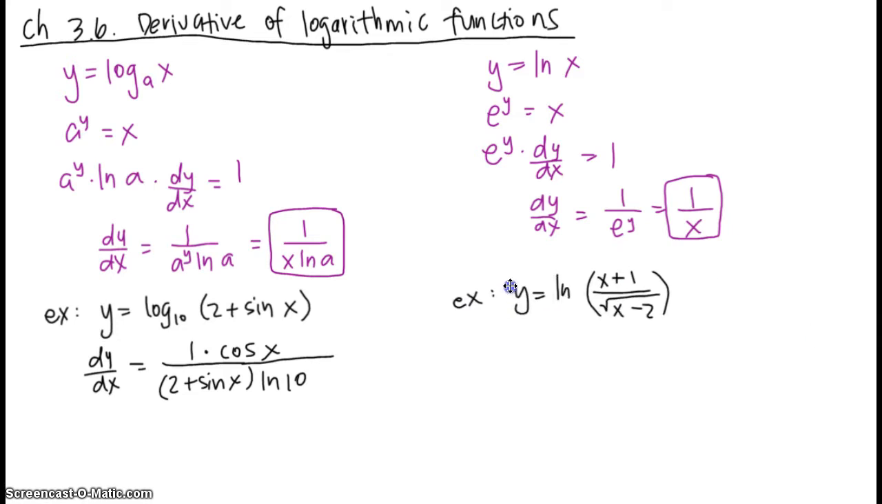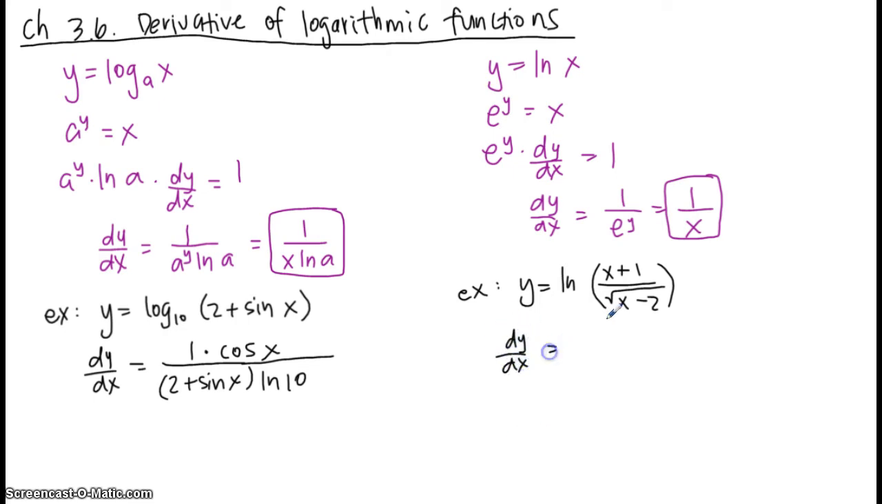That one is a little bit easier, so let's try a little bit of a harder one. When I see something like this, I no longer have to change this back to an exponential. So this natural log of (x plus 1) over square root of (x minus 2), I don't have to change it to an exponential. I can just find the derivative straight from here. So dy/dx will equal 1 over this fraction, the input, times the derivative of that input with respect to x, the chain rule.